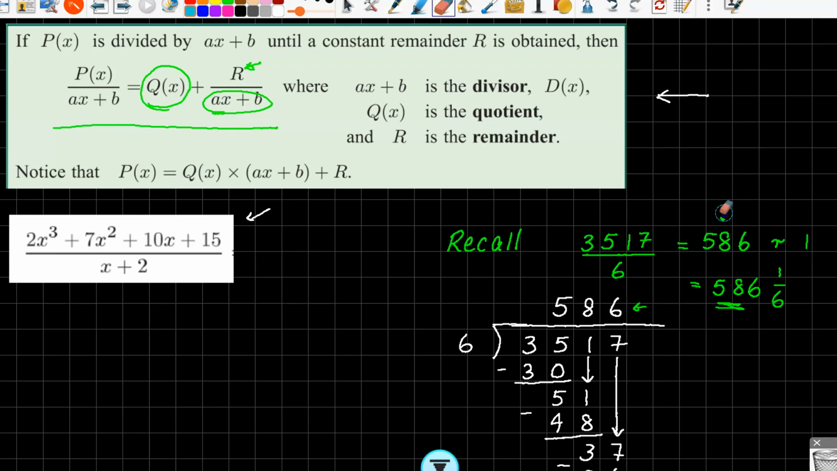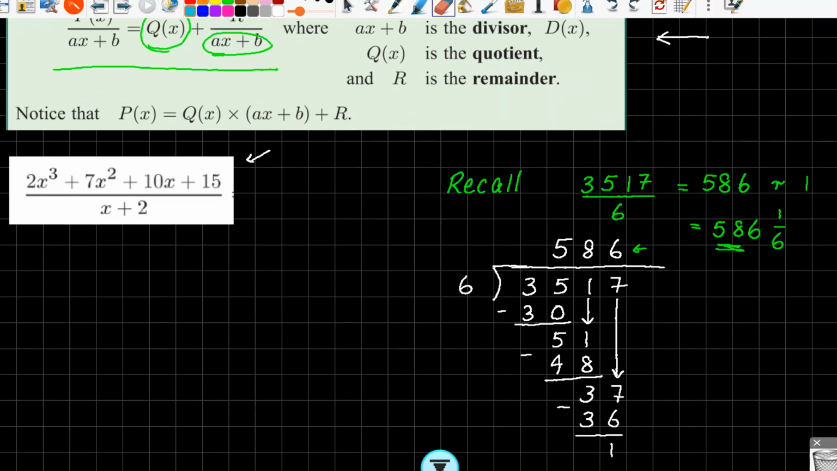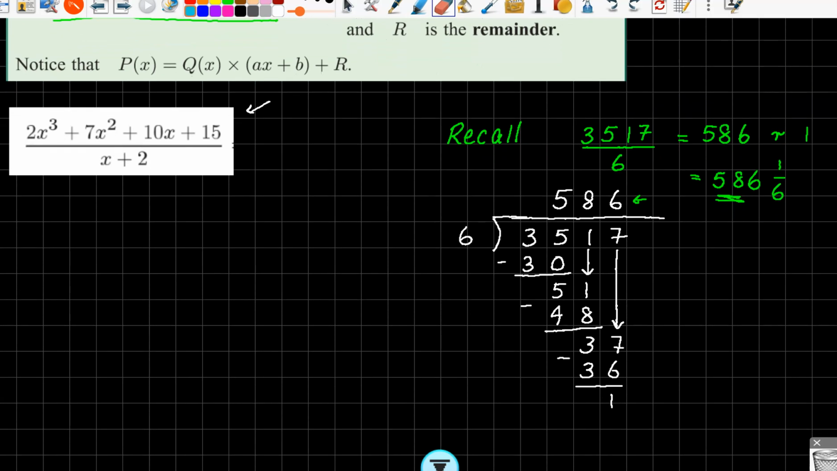Okay, so now we're going to apply the same process, but we are clearly going to do it with polynomials. So we're going to do the same thing. We're going to set up, go green to make it a little bit different. We're going to set up our division.